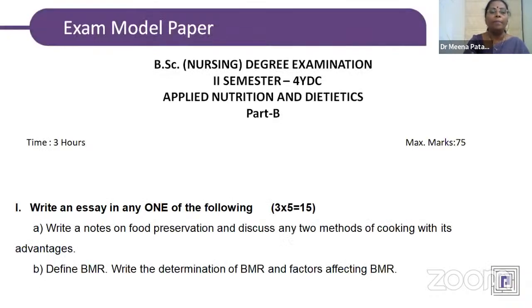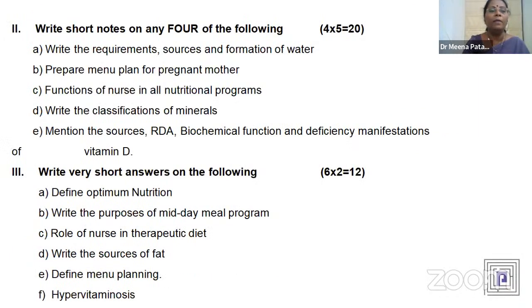Exam model paper, you can just see this. You will be given, write an essay on any one of the following. That is 3 essays you need to write, and you will get 5 marks each for each essay. Okay. And that is 15 marks. Then the second category of questions are very short. Write any 4 out of the 5 which are given in the question paper. And each question carries again 5 marks over here.